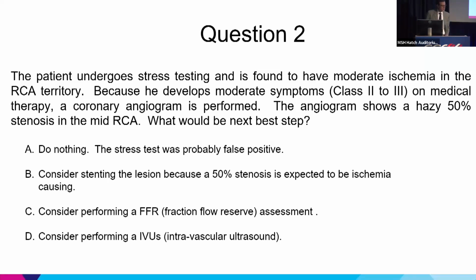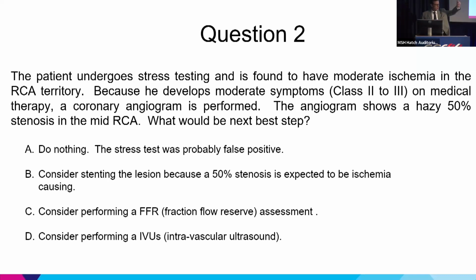So let's go over the patient who undergoes a stress test and is found to have moderate ischemia in the RCA territory, has some risk factors. Because of moderate symptoms, class 2, perhaps 3, on medical therapy, a coronary angiogram is performed, and the angiogram shows a hazy 50% stenosis in the mid-RCA. What will be the next step for this patient undergoing an outpatient elective catheterization? Option A is do nothing, the stress test was probably a false positive. B, consider stenting the lesion because a 50% stenosis is expected to be ischemia causing. And C, consider performing an FFR, or D, consider performing an intravascular ultrasound.